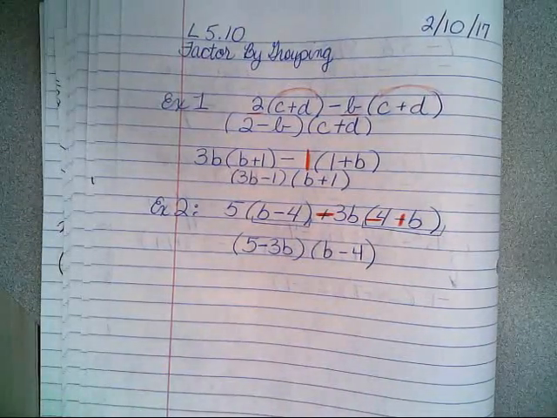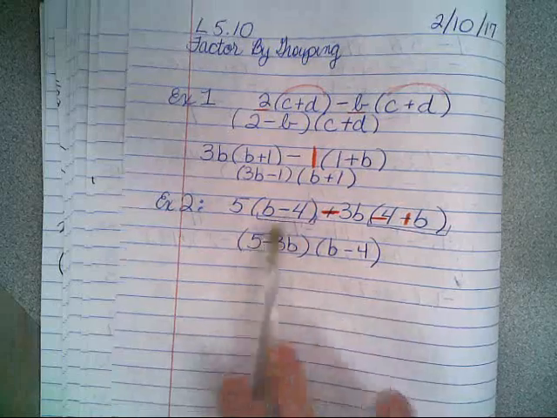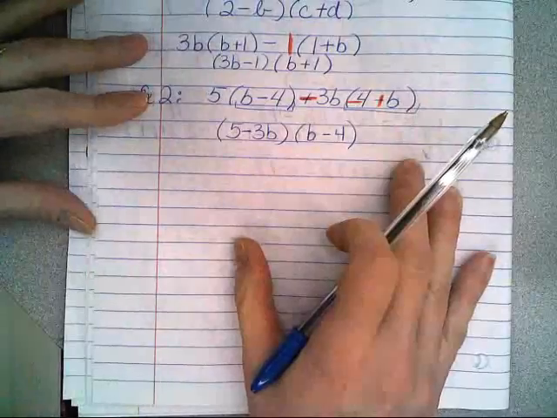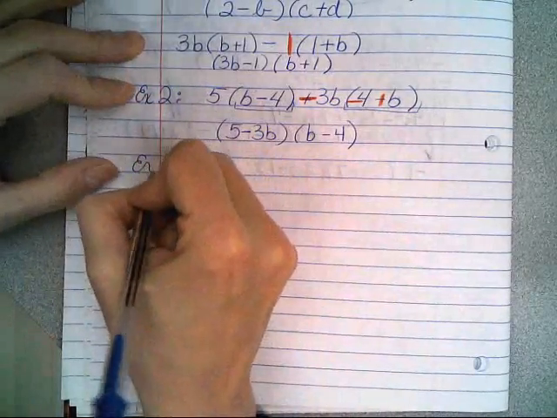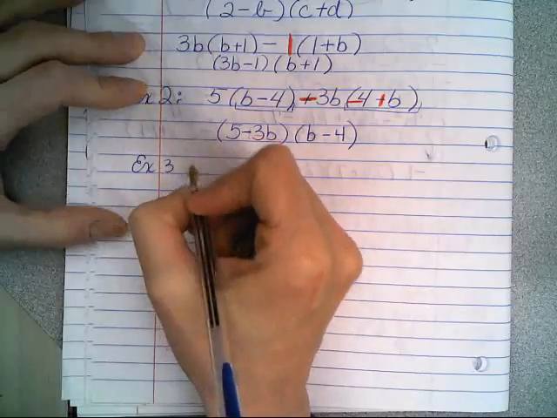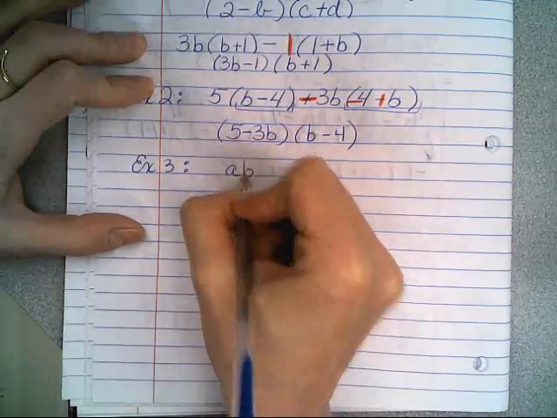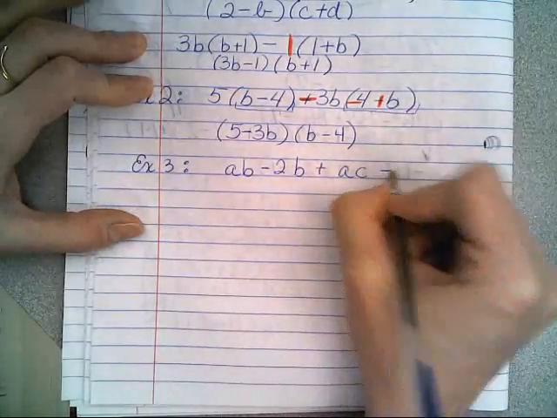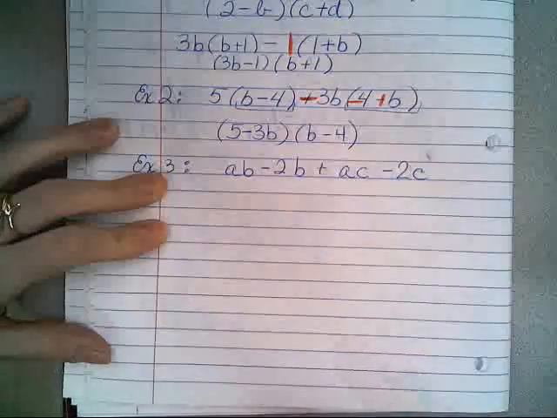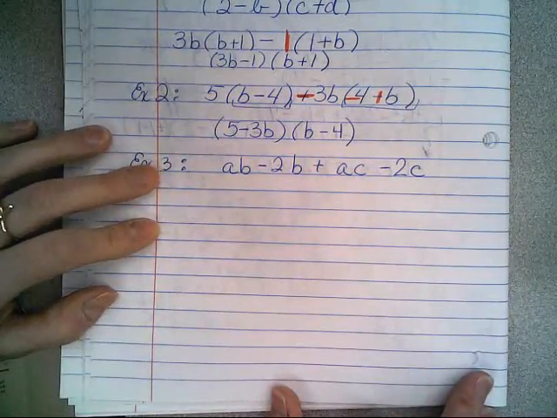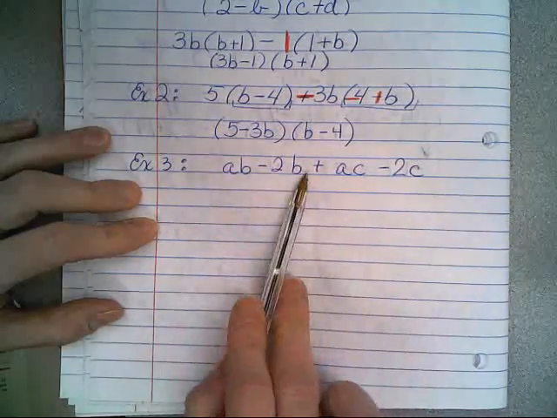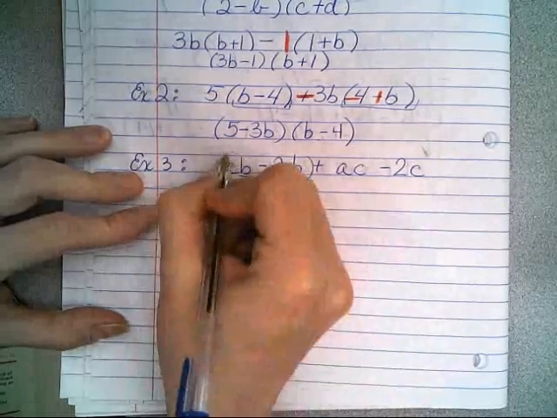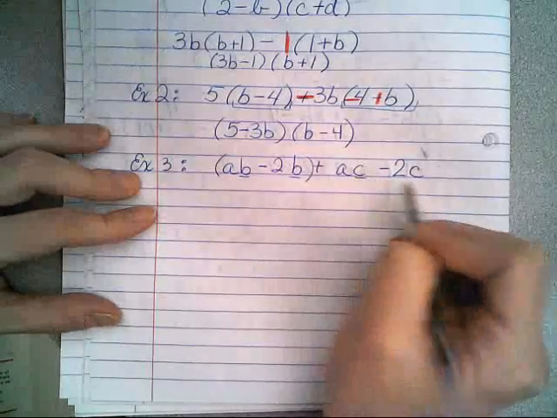Where it gets tricky is in examples 3 and 4, where they don't already have stuff pulled out for you. Examples 3 and 4, I'm going to get started on those. Here's example 3. AB minus 2B plus AC minus 2C. Okay, let's look at this as it sits right now. Do these two components share anything? Yes, they share the B. Let's group these together. These share the C.